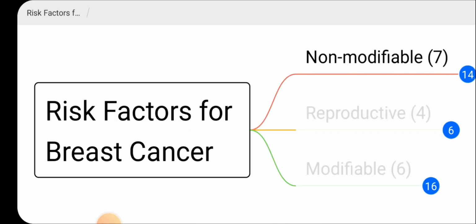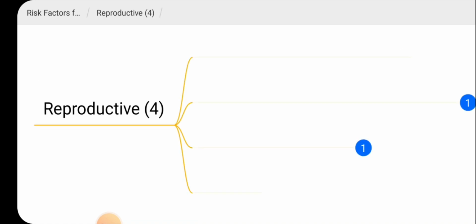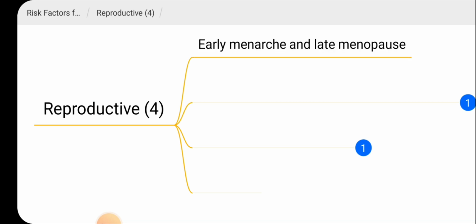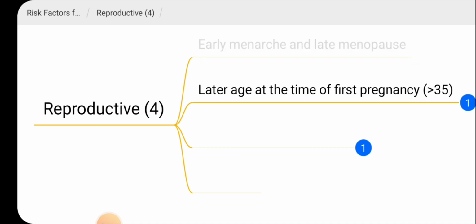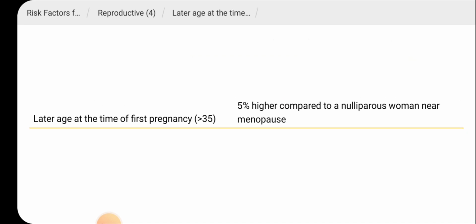Then let's look at the reproductive risk factors for breast cancer. So this is with regard to reproduction. Early menarche and late menopause, then the exposure to estrogen is higher. Then the risk of breast cancer is high. And also later age at the time of first pregnancy. Especially if it is more than 35 years, the risk of breast cancer is high.